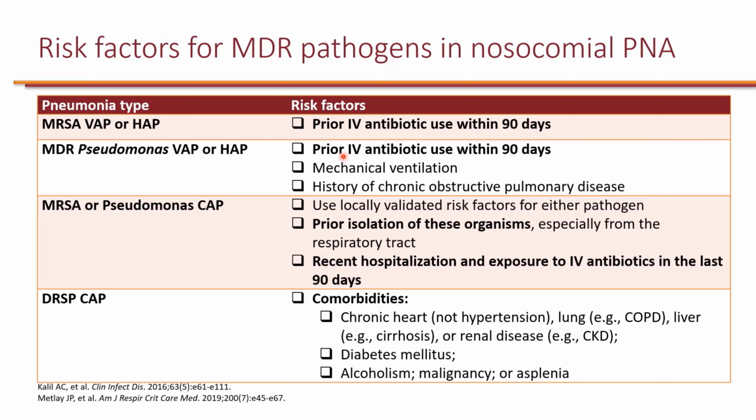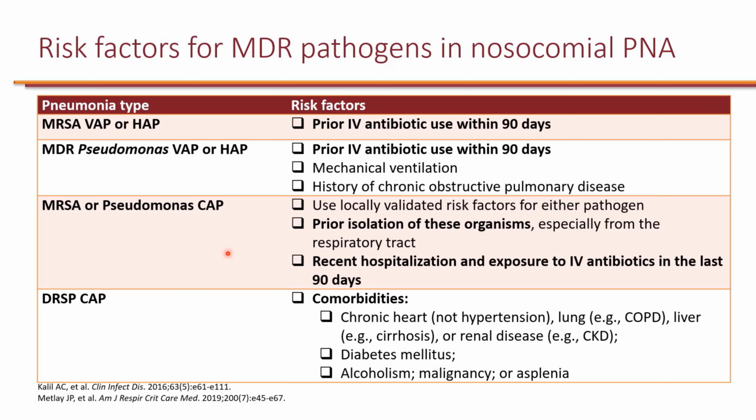If someone has these risk factors, they should be covered for MRSA and for multidrug-resistant Pseudomonas. Now, for multidrug-resistant Pseudomonas, two other risk factors include mechanical ventilation, as well as history of chronic obstructive pulmonary disease. Now, when we look at the guidelines for CAP, you can see that for MRSA or Pseudomonas, they actually recommend to use a locally validated risk factor for either pathogen.